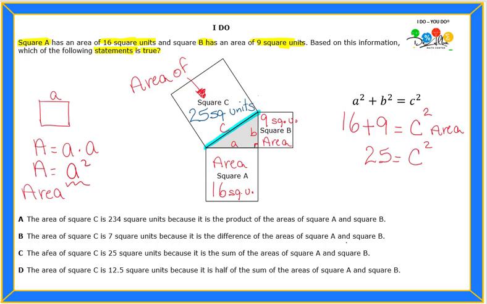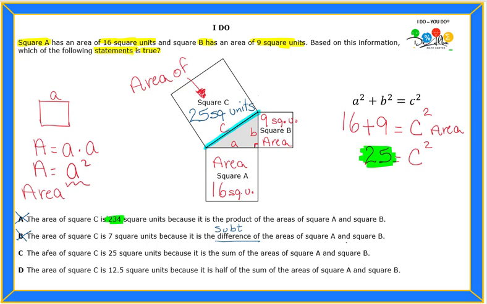Okay, so let's look at the answer choices. Letter A says the area of square C is 239 square units. Nope, it's not 234, right? It's how much? It's 25, okay? So that A cannot be my answer. What about B? The area of square C is 7 units because of the difference. What is difference? Isn't that when you subtract? Am I subtracting? No, what am I doing? We are adding. So, nope, that's not the answer.